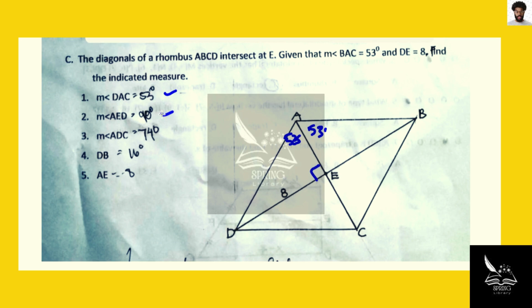Diagonals are perpendicular, which would make angle ADC, let's see, if we complete the right triangle here, then we have 37 degrees in each case. So you're correct that the whole angle, angle ADC, would be 74.